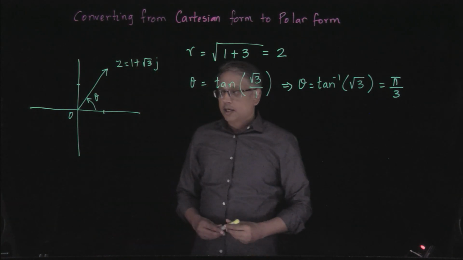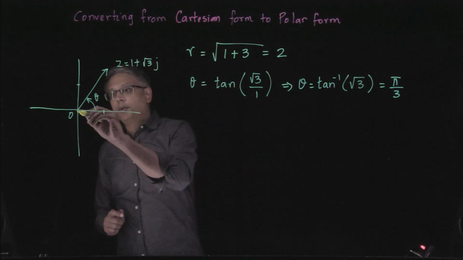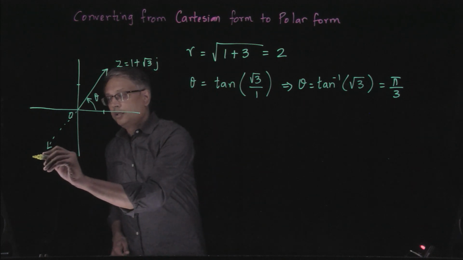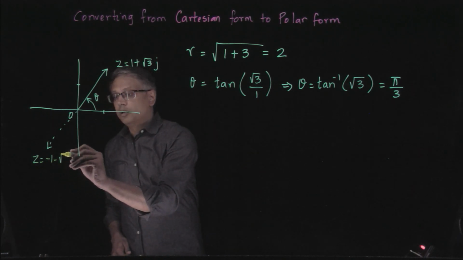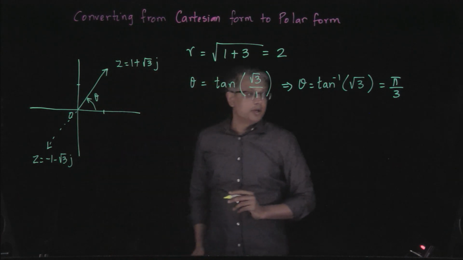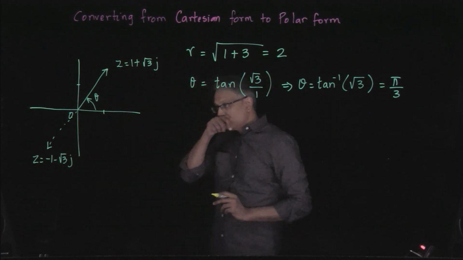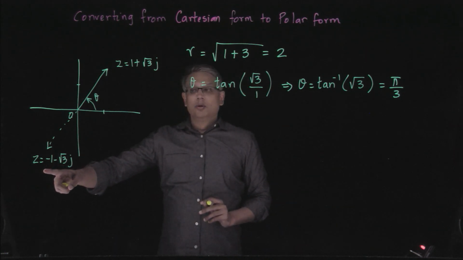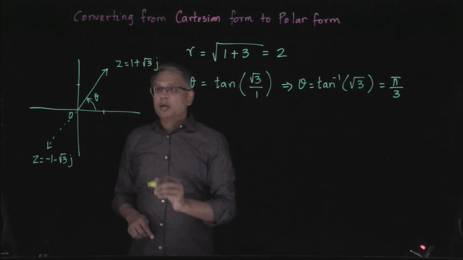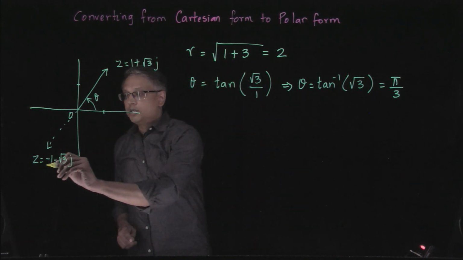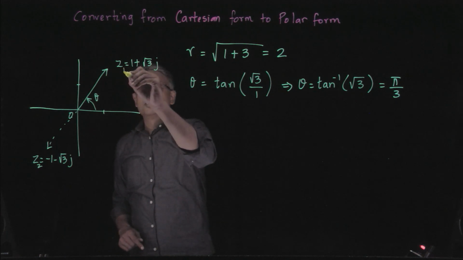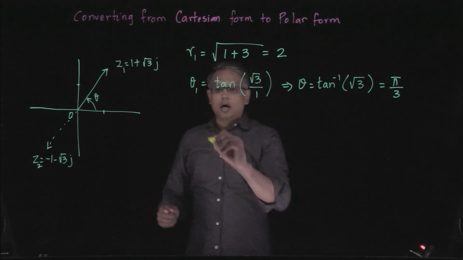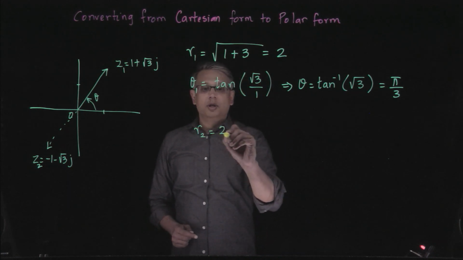However, let's take a slightly different example. Suppose the complex number is the negative of this complex number given by negative 1 minus square root of 3 times j. Now, in this case, if we were to compute the r and theta, notice that r would be exactly the same. So maybe I'll call this complex number z2. So let's call this z1, and let's call this r1 and theta 1. So r2 is also equal to 2.